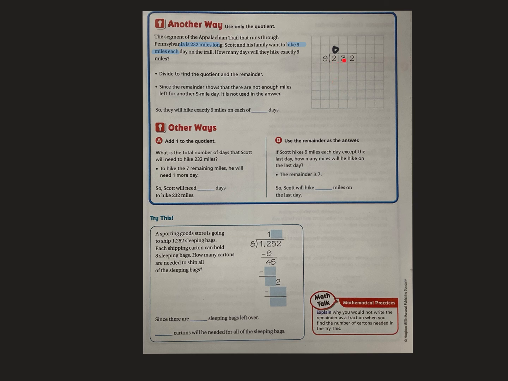Bring down a 3, and I end up again with 23. So I'll save myself the space and just move over now. 9 times what number gets me as close to 23 as possible without going over? Just 9 times 2 does that, because 9 times 2 is 18. 9 times 3 goes too high. It goes to 27. Too much. Subtract. Got to use those borrowing skills. 8, 9, 10, 11, 12, 13. 5 is left over. Bring down the 2.